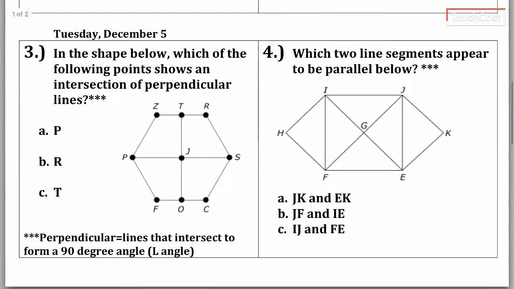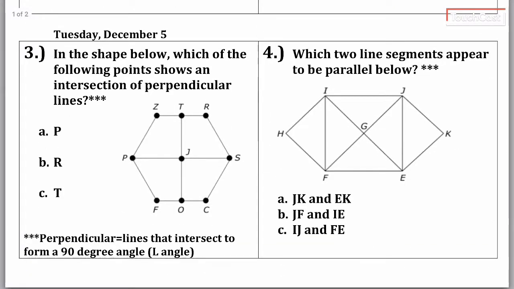Let's take a look at Tuesday. I will be doing problems 3 and 4, so I'm really giving you answers. But, you know, what's best for you guys? All right. Let's get started.